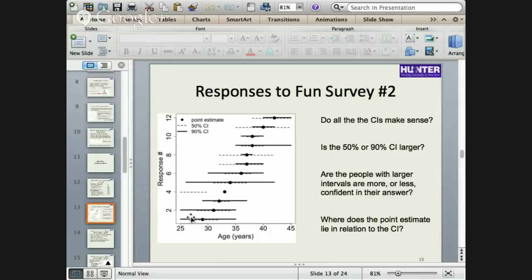So given those definitions, I want to ask you to take a look at these and tell me which of them make sense and which of them don't. Just look at them one by one and tell me if you see any there that don't make sense.